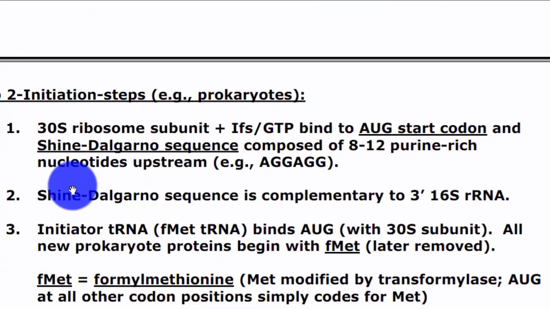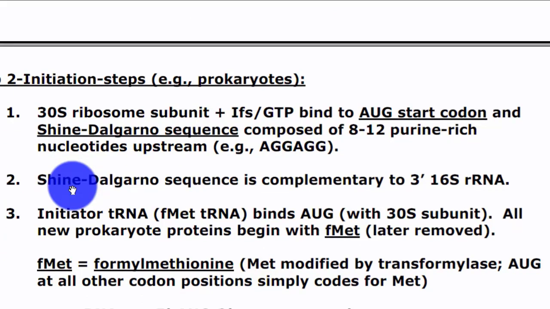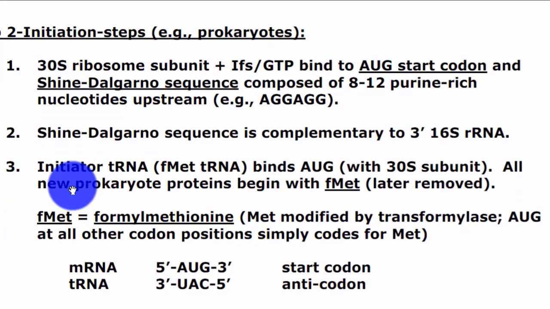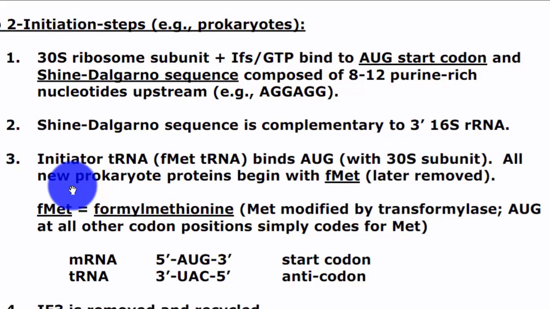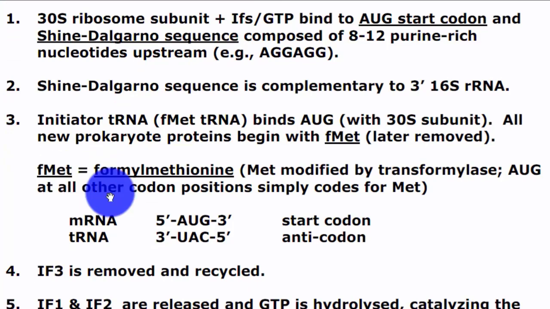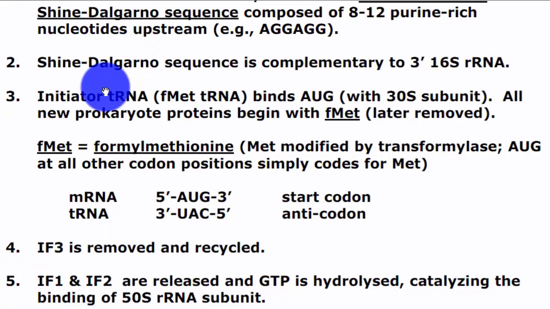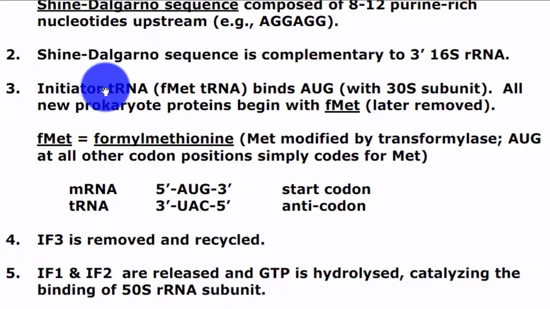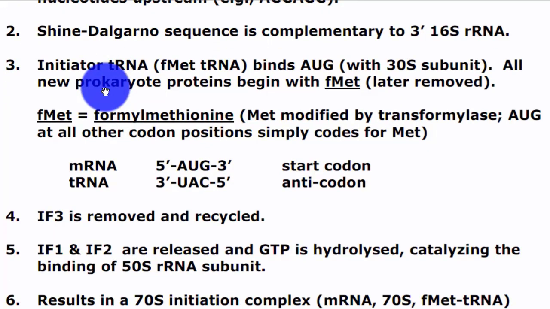Initiation step in prokaryotes: the 30S ribosomal subunit binds to the AUG start codon and the Shine-Dalgarno sequence, composed of 8 to 12 purine-rich nucleotides upstream. The Shine-Dalgarno sequence is complementary to the 16S ribosomal RNA. Initiator transfer RNA binds to AUG with the 30S subunit. All new prokaryote proteins begin with fMet, later removed.